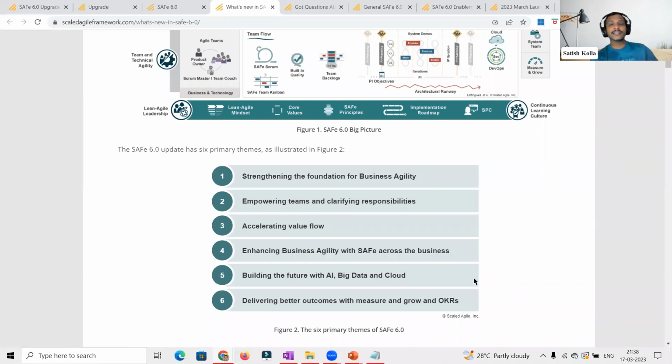So by taking the clues from ABCD that is being clearly highlighted, we are not going to touch what it is or how it is being used. It is up to each and every organization where they make use of these themes. They need to see how they can start connecting the dots and make use of the same implementation. And the sixth theme is measure and grow along with the OKRs. OKRs were also there as part of version 5, but now it is clearly articulated how the organization can make use of these OKRs as part of their measure and grow activity.